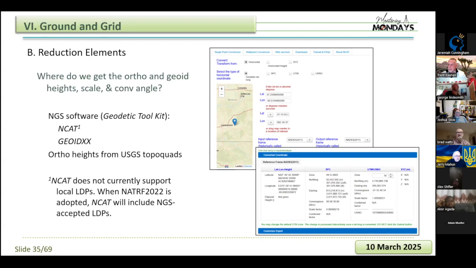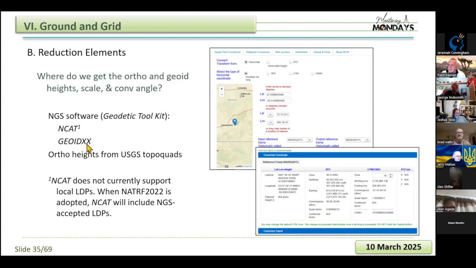So if you've got geodetic and you want state plane coordinates, you just put in your latitude and longitude and run it through, and it'll generate a bunch of stuff for you, including the convergence and the scale factor that you'll need. Okay. It doesn't give you the geoid height, but then they have another product called GEOID.